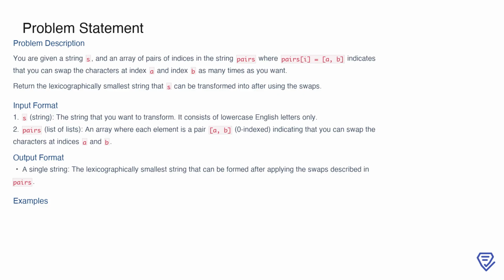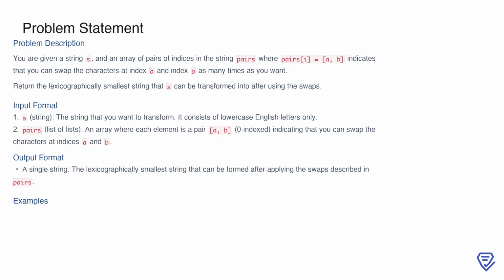of pairs, where each pair specifies two indices in the string. These indices indicate that you are allowed to swap the characters at those positions as many times as you want. Your task is to determine the lexicographically smallest string that can be created by applying these swaps. The input includes the string S and the list of index pairs, while the output is the lexicographically smallest version of the string after performing the swaps.